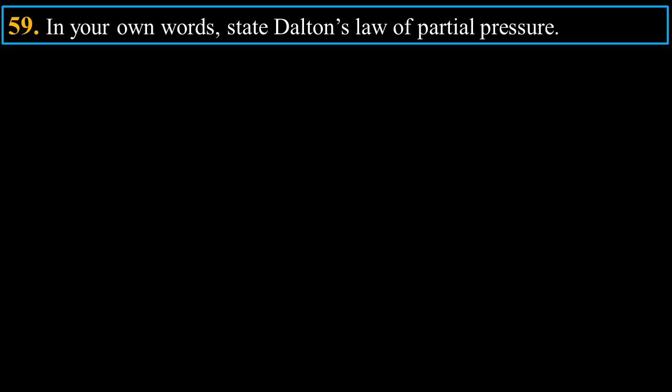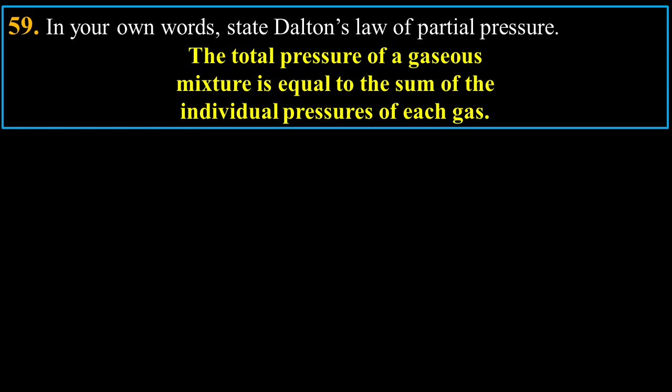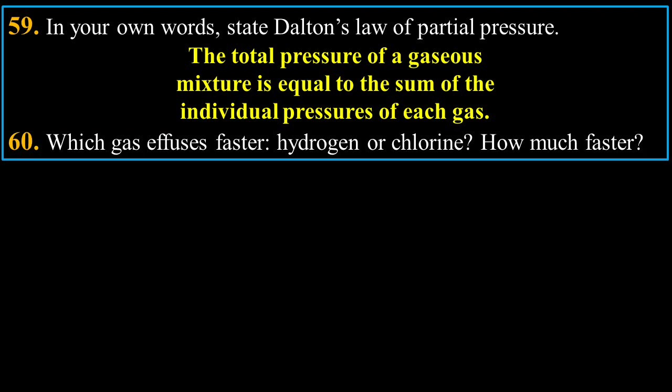In your own words, state Dalton's law of partial pressure. So think about that for a minute, and then I'll put up the book's words. The total pressure of a gaseous mixture is equal to the sum of the individual pressures of each gas. That's approximately what you should get.